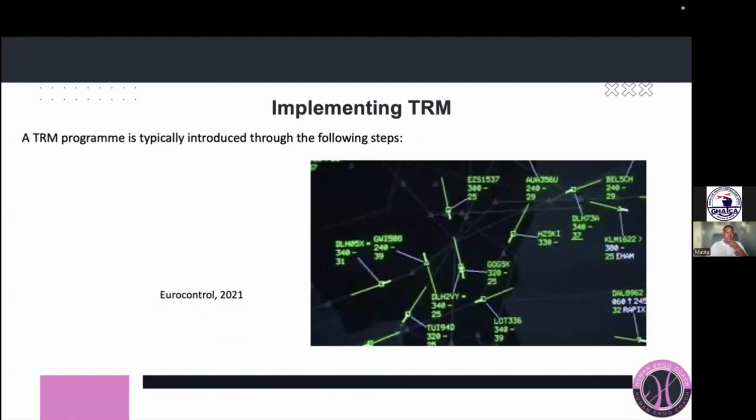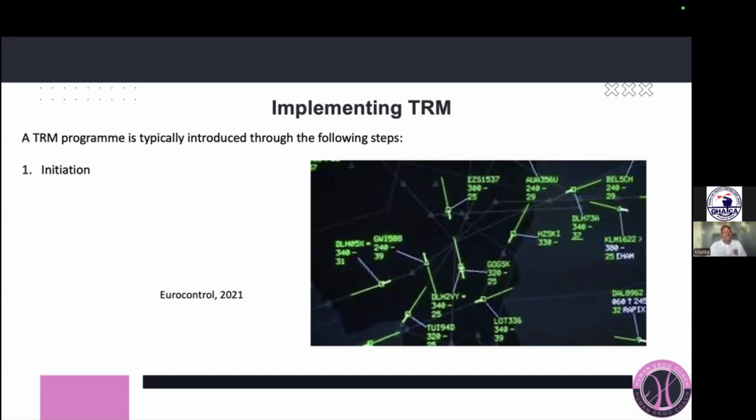Implementing it: a TRM program is typically introduced through the following steps, so you can follow whatever. It's not cast in stone. You can have initiation. Initiation is basically where you introduce it to senior management, to middle management, to the people that you're going to facilitate training to. You may think that it's obvious. It's not obvious, because they have to buy into this program.